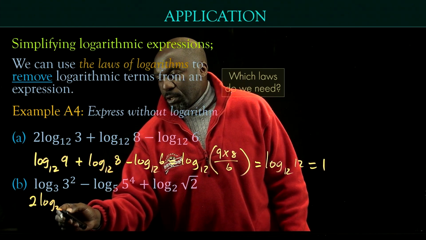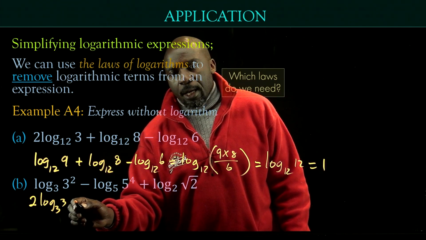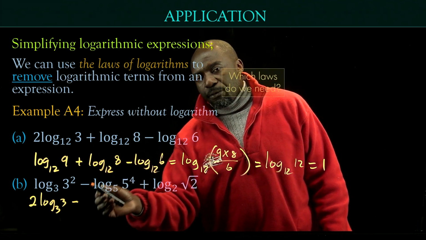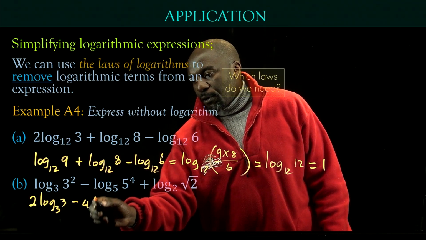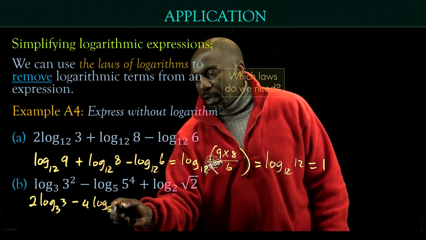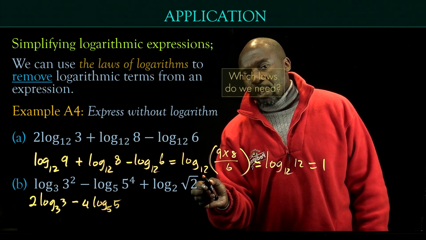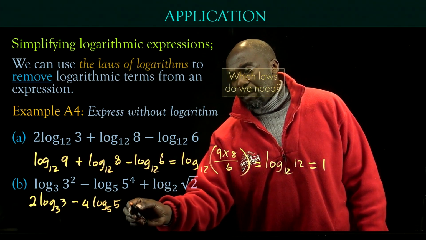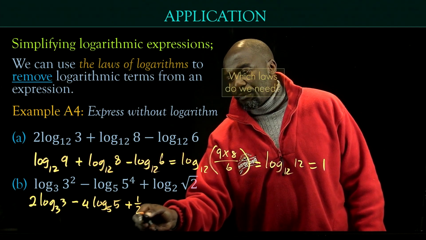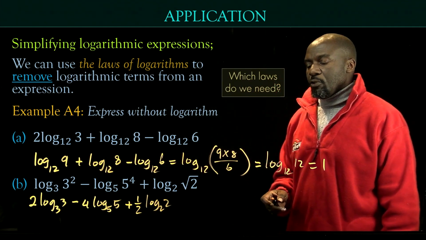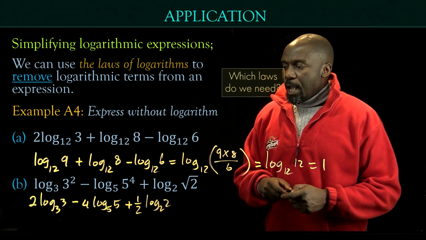So I can write this as 2 log to base 3 of 3. And I can say minus, I can move the 4 to the front, and I have 4 log to base 5 of 5. And remember this is 2 to the power of a half, so I can move a half to the front, and I say plus a half log to base 2 of 2. Please check and be sure you understand where that is coming from.